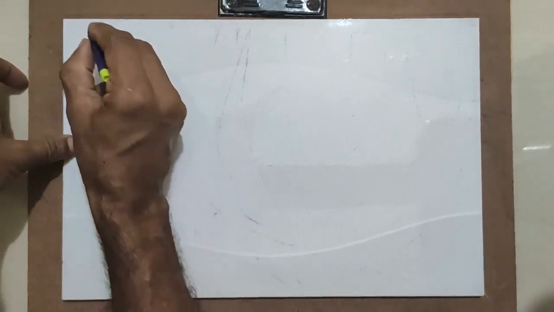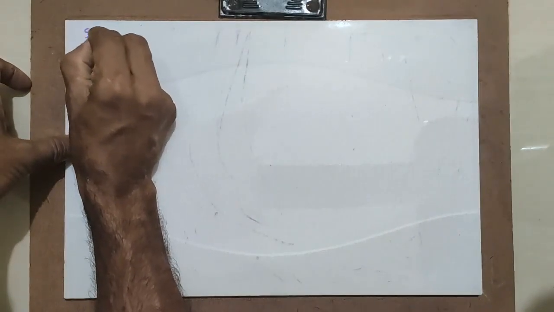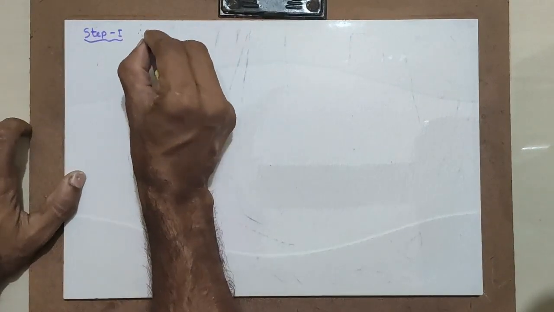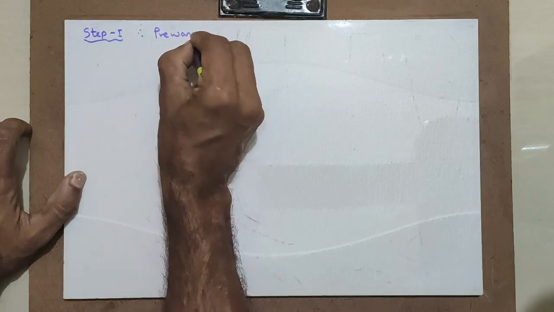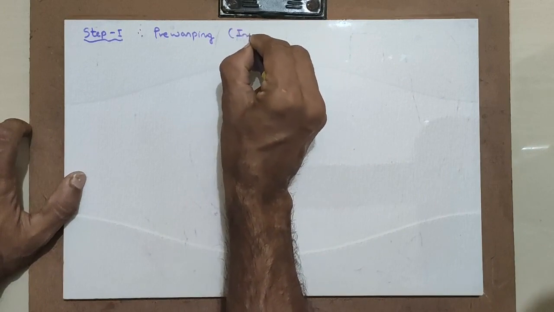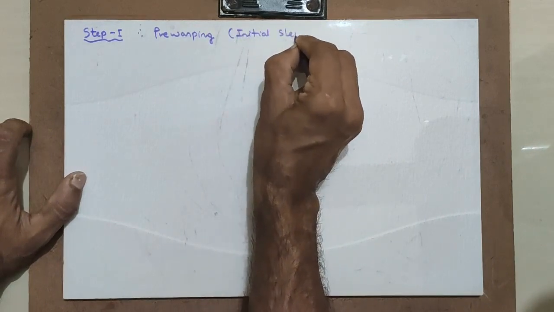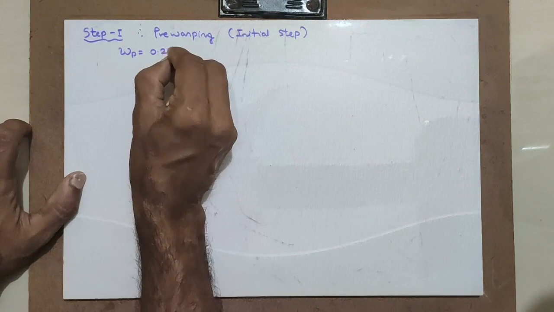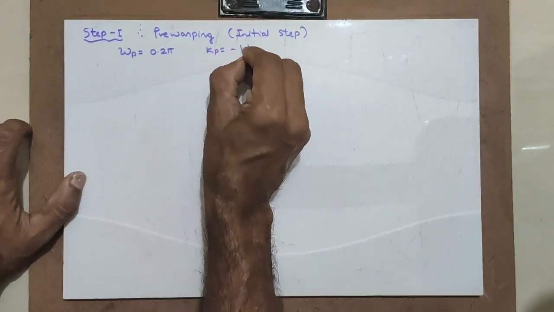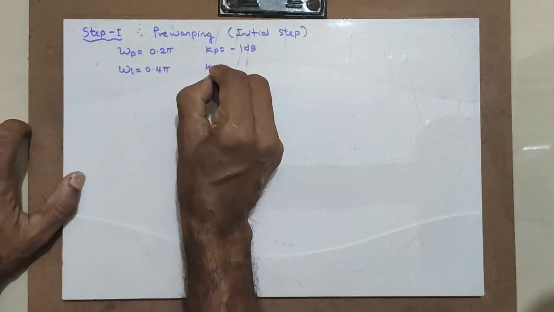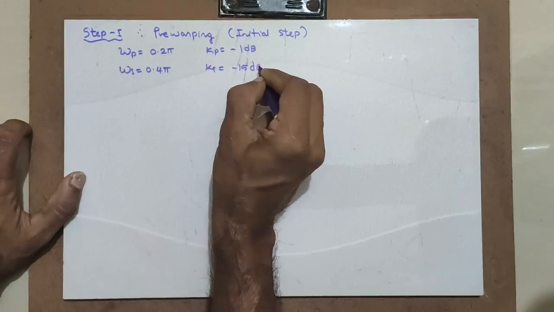We shall write all the values that are given. You know that step 1 is pre-warping, same as our Butterworth filter design concept, pre-warping as the initial step. I will write Wp is 0.2 pi, Kp is equal to minus 1 decibel, Ws is 0.4 pi with Ks is equal to minus 15 decibel.